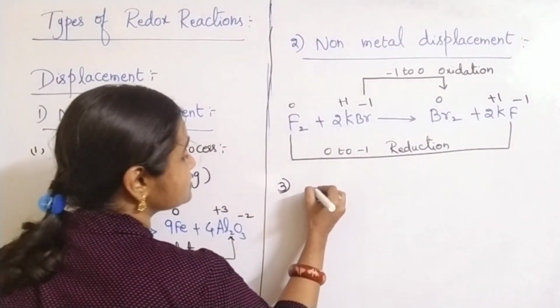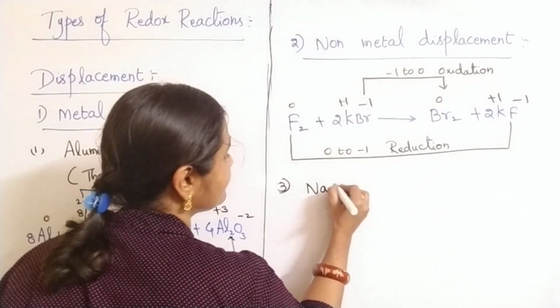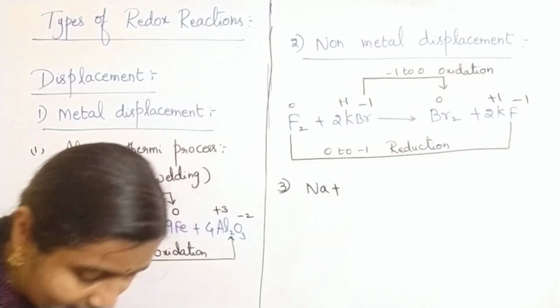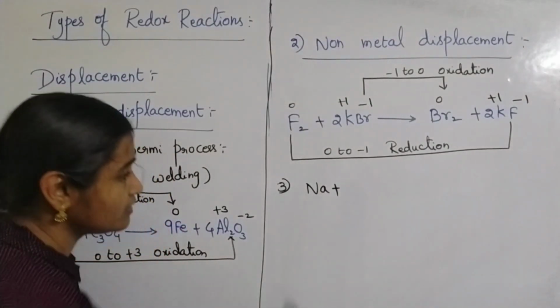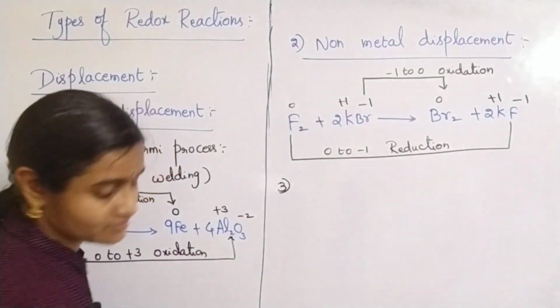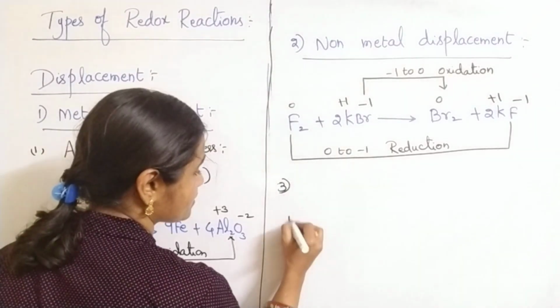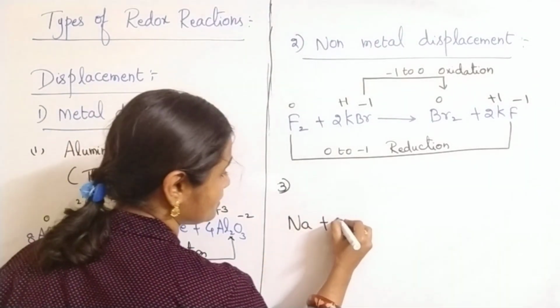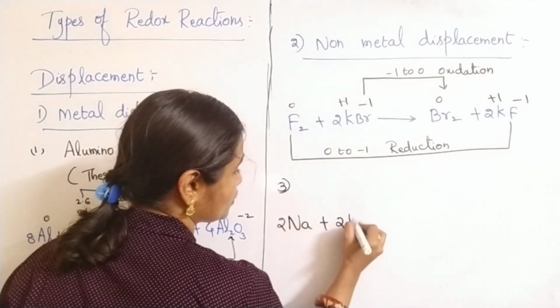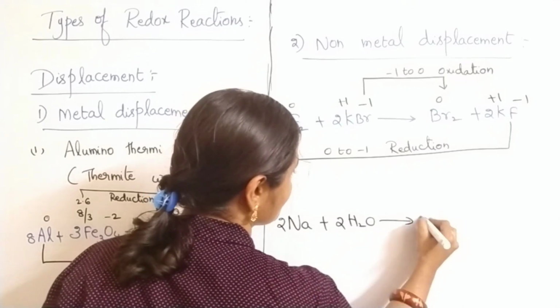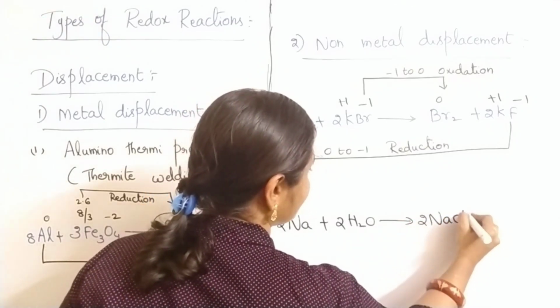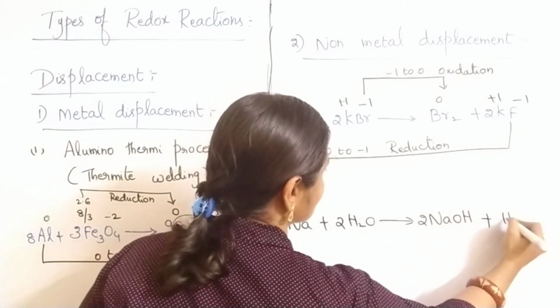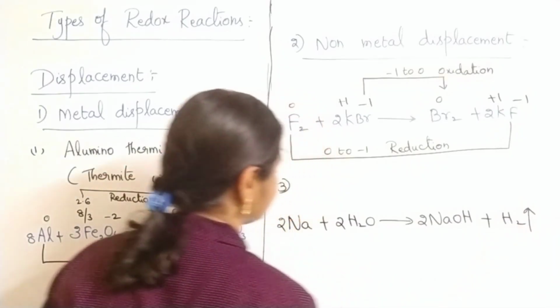So sodium metal when dissolved in water, I'll write it a little bit down so that I can draw lines for representing the change. Sodium metal water lo vesam, 2Na plus 2H2O gives rise to 2NaOH plus H2. Okay, so this is the equation.